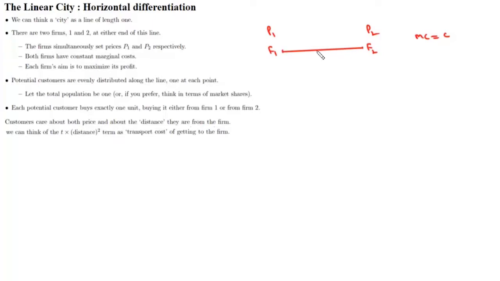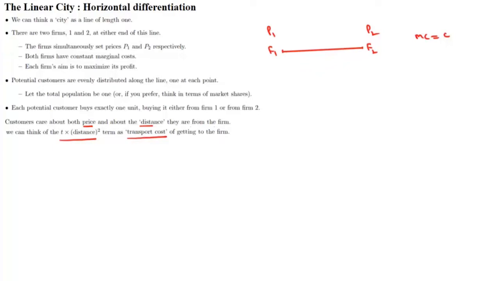Each potential customer buys exactly the same quantity, which is 1 unit in this case, and can buy from either firm 1 or firm 2, depending on whichever price is lowest. Customers are charged not just for the product but also for the transportation cost. So customers care about both price and the distance they are from the firm. The transport cost in this game is given as T times distance squared from any firm. We have to find the Nash equilibrium in this game.